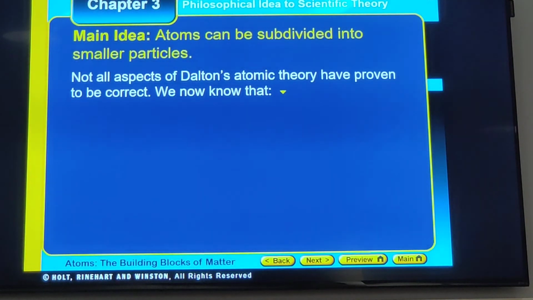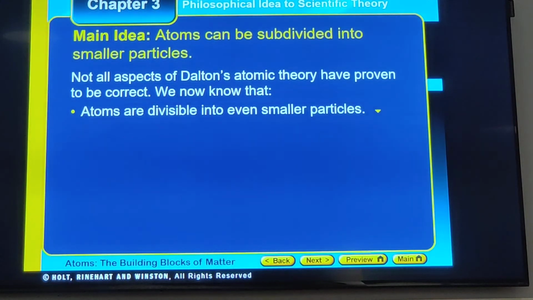Out of Dalton's laws, I think he had 5 different things. This is one of them that has been shown not to be true. Atoms are divisible into smaller particles. We have discovered that today. It doesn't typically happen in a chemical reaction, though. So we don't have to worry about atoms subdividing this year.